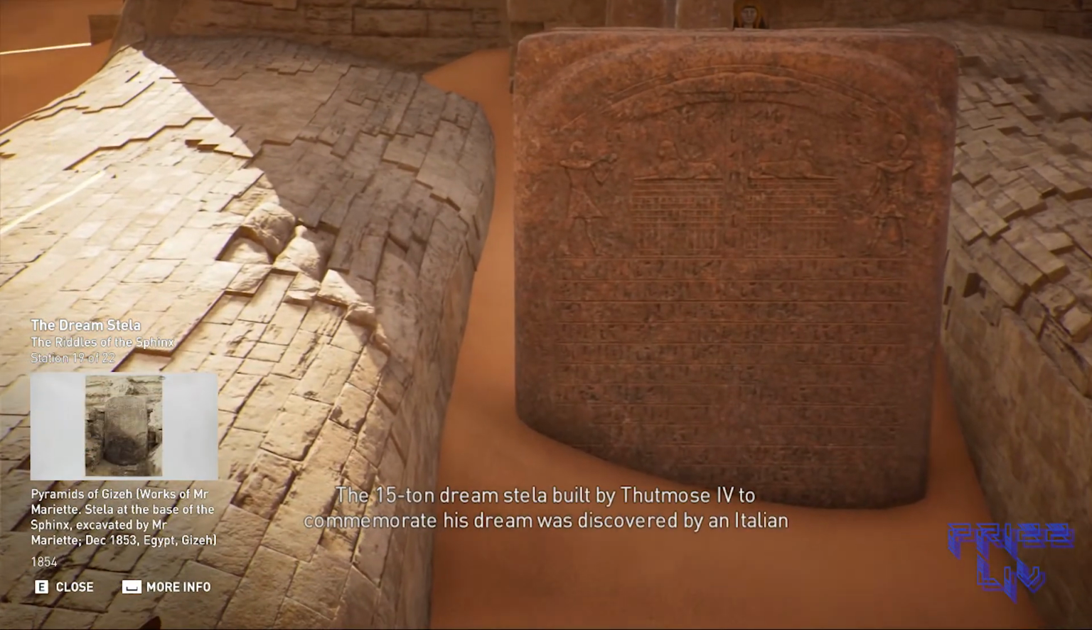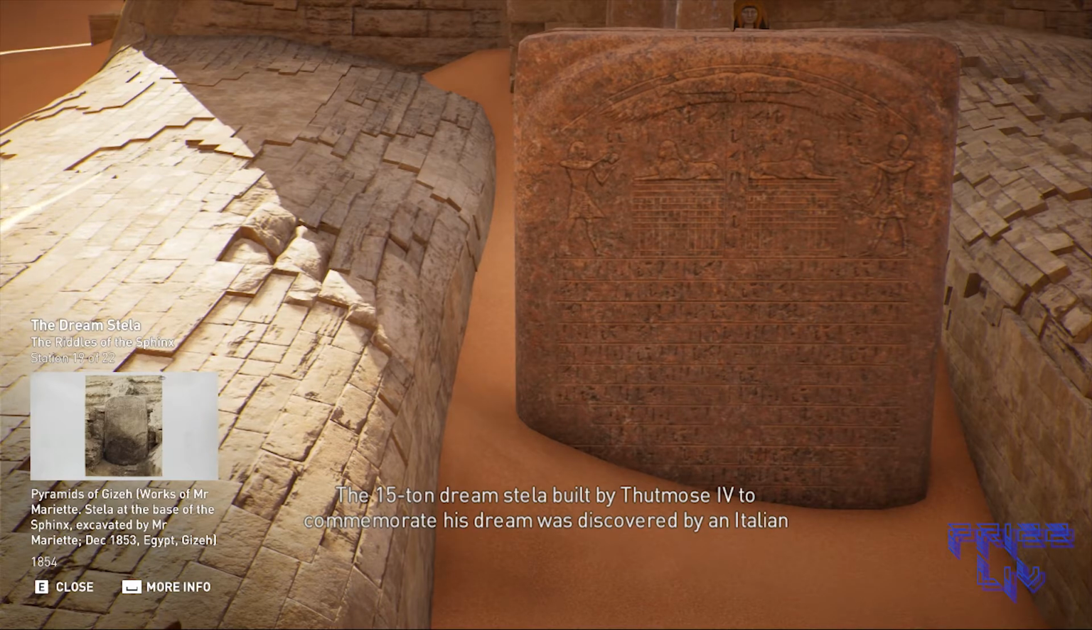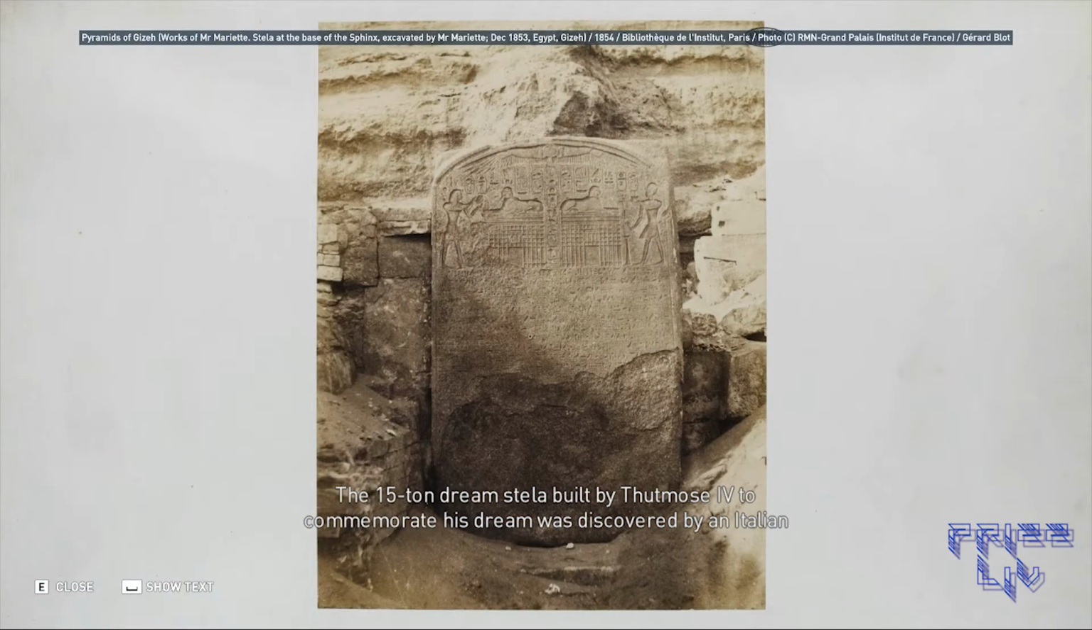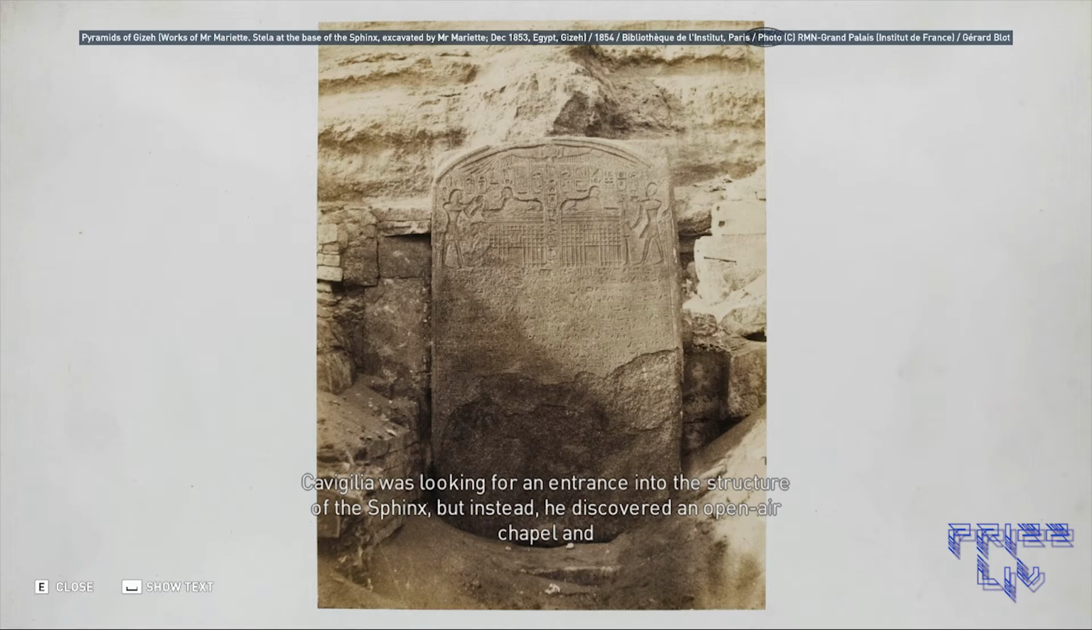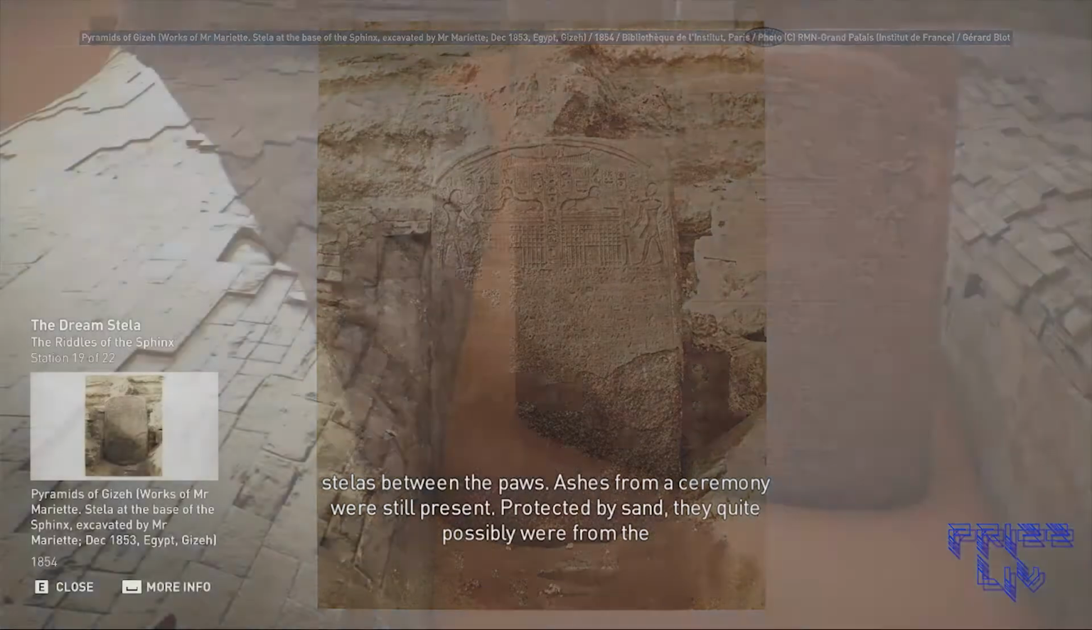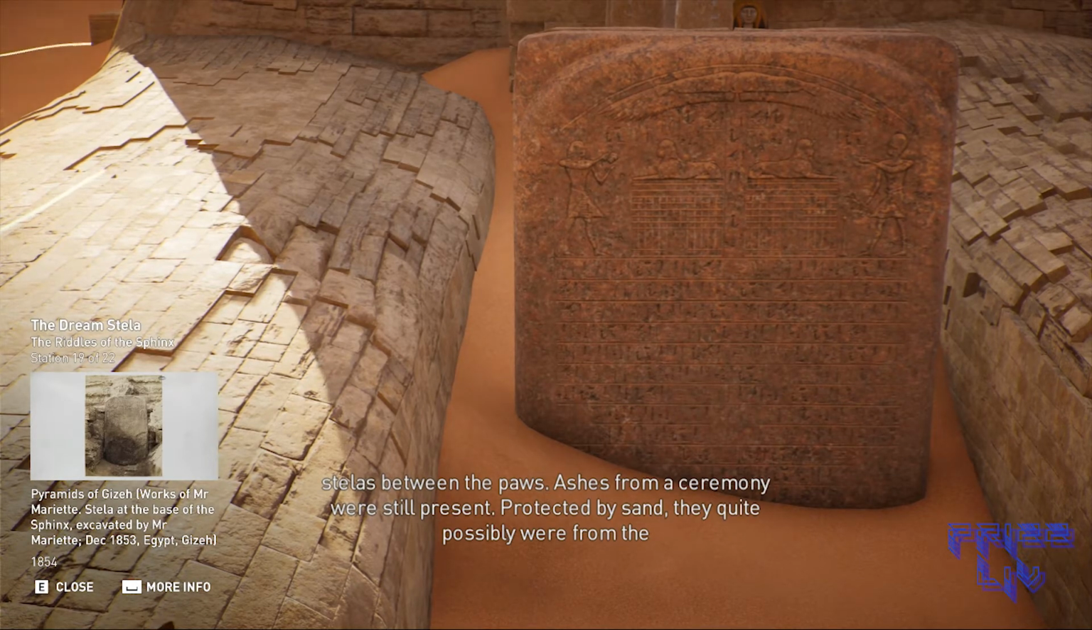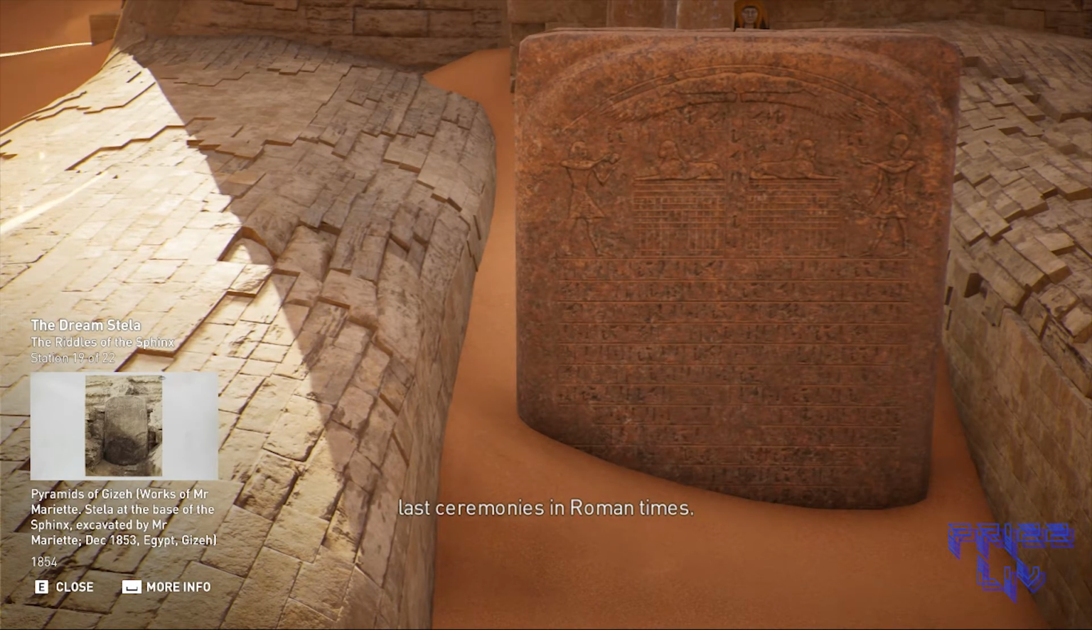The 15-ton dream stela built by Thutmose IV to commemorate his dream was discovered by an Italian Egyptologist, Giovanni Battista Caviglia, in 1818, when he undertook the task of freeing the Sphinx from the sand, which had, yet again, covered it. Caviglia was looking for an entrance into the structure of the Sphinx, but instead he discovered an open-air chapel and stelas between the paws. Ashes from a ceremony were still present. Protected by sand, they quite possibly were from the last ceremonies in Roman times.